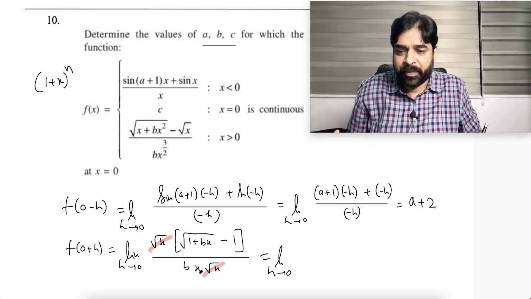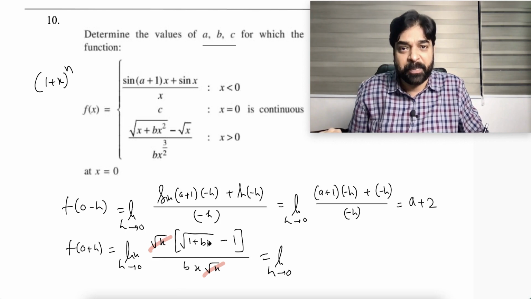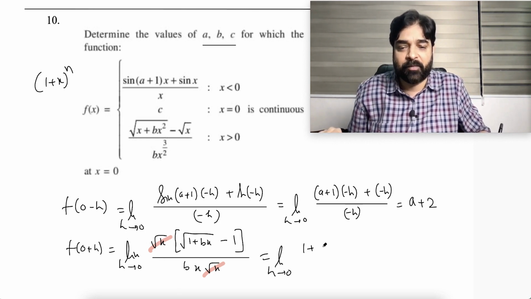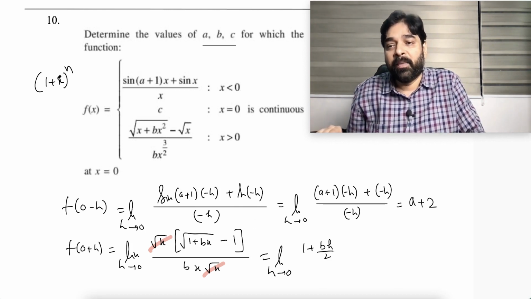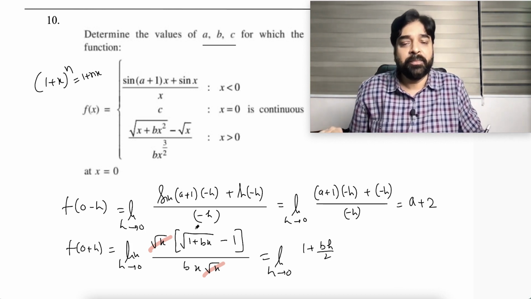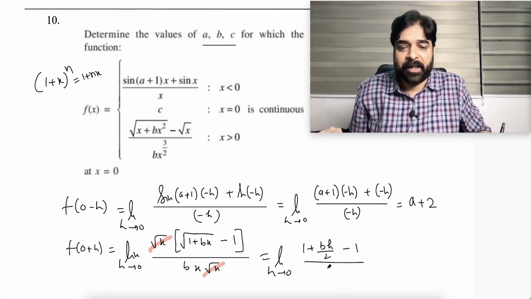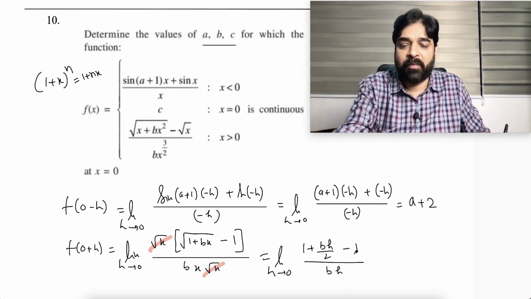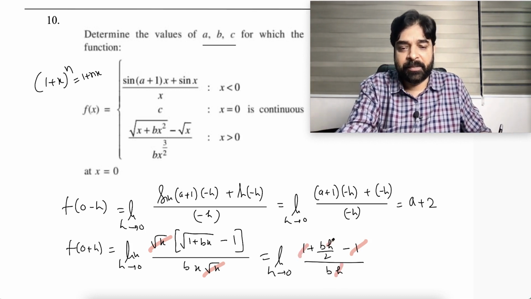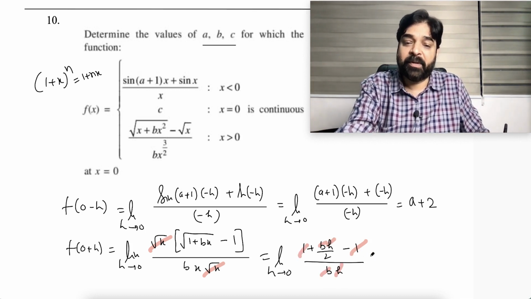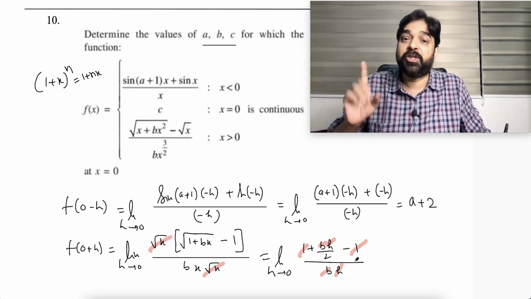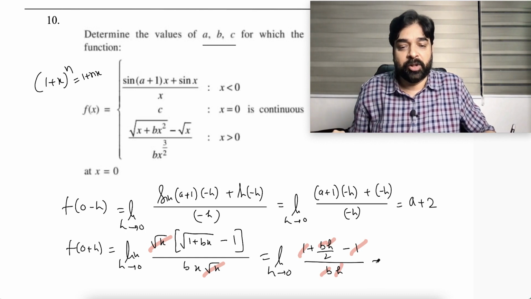Limit h approaches 0. Look at here, x is not there, I didn't put h. Now I am putting it. 1 plus bh. Root of 1 plus bh I can write as 1 plus bh by 2 by approximation. If you don't know approximation, whenever x approaches 0, (1 + x) power n can be written as 1 plus nx. Yes or no? So minus 1 divided by bh. So this 1 bye bye, this h bye bye, this b bye bye. But the moment you are saying b cancels, be sure b should not be 0, because you cannot cancel 0. So this will be equal to 1 by 2.